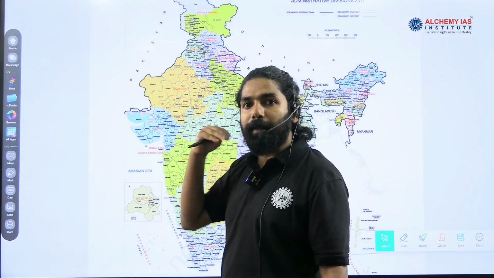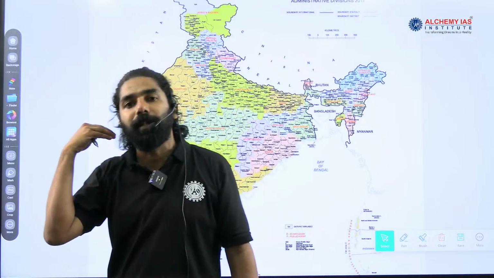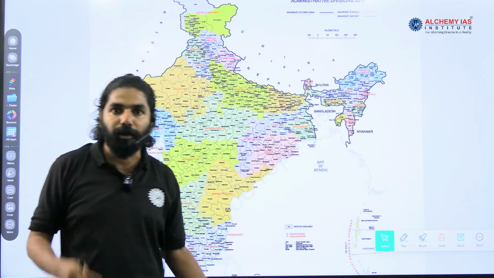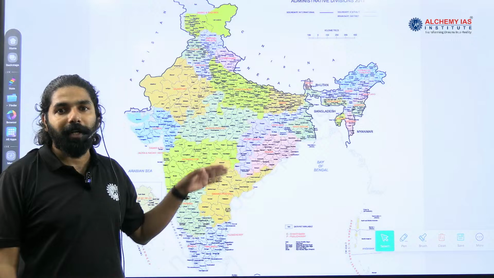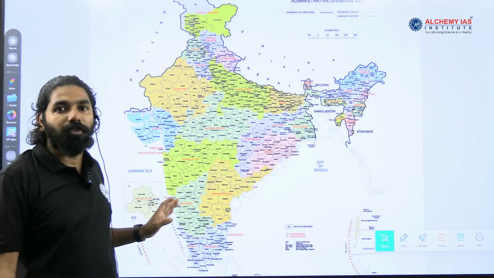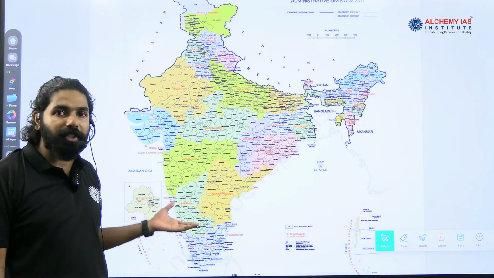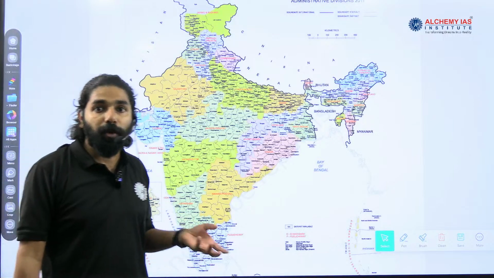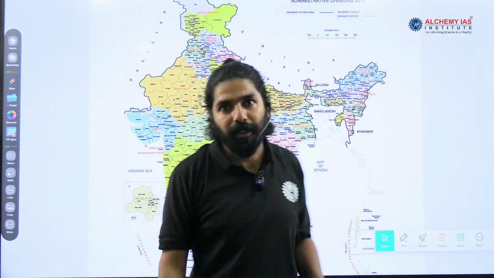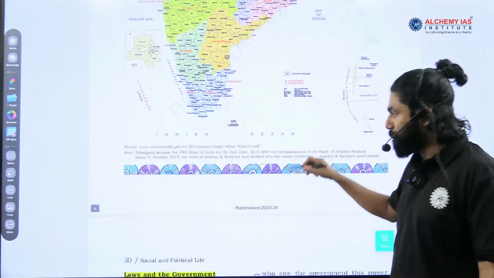Previously, during the British or European time, it was called Calicut. So you know that Vasco da Gama, who arrived for the first time in India, landed at the Calicut port. This Calicut region is currently part of Kozhikode district of Kerala. So this is how you can also locate your district.